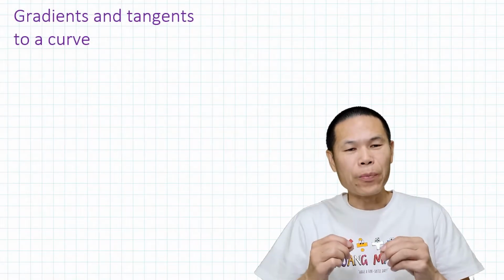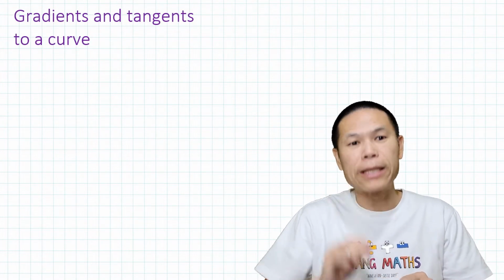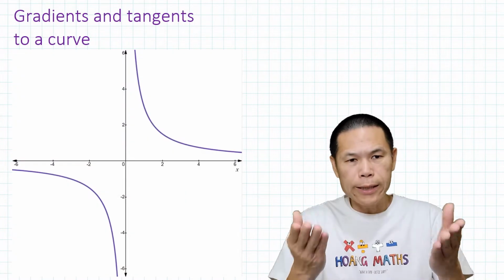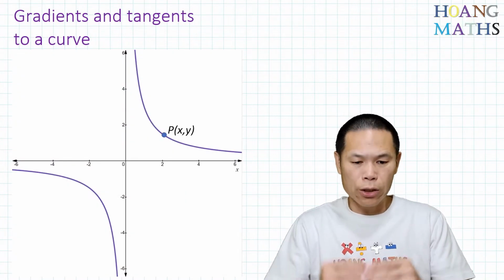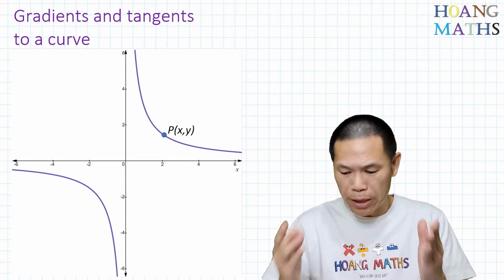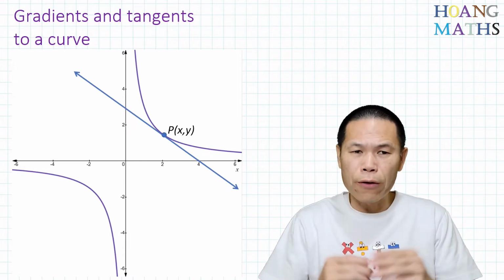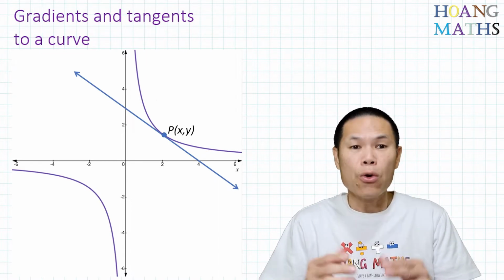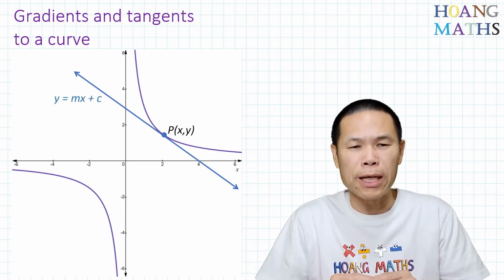What is a tangent? A tangent is a straight line that just touches a curve at a particular point. Here is a curve. Let's say a point anywhere along the curve. Let's say this is point P(x, y), and the tangent to the curve at P will be like this. So in order to find the equation of the tangent, we know that the equation of this tangent is y equals mx plus c.